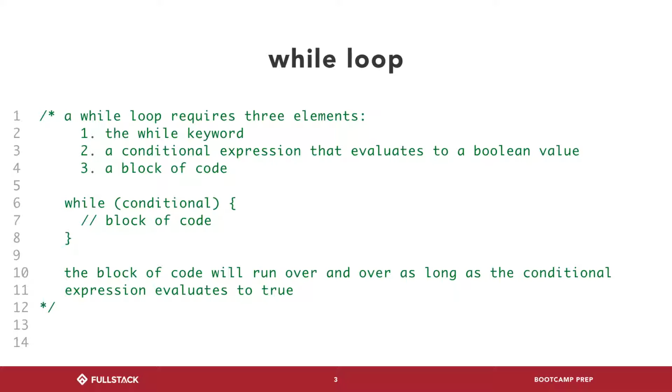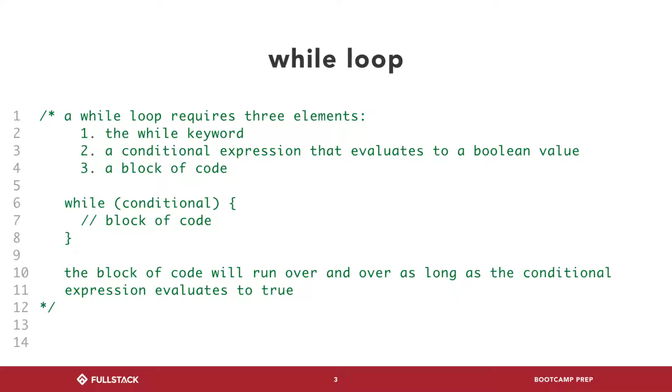It requires a conditional expression that evaluates to a Boolean, which is everything in between these parentheses here. And then we need a code block. Whenever we say code block, it's assumed that it also comes with the opening and closing curly braces, because that's how you demarcate where a code block starts and ends. Okay, and so these three things are the basics of a while loop.